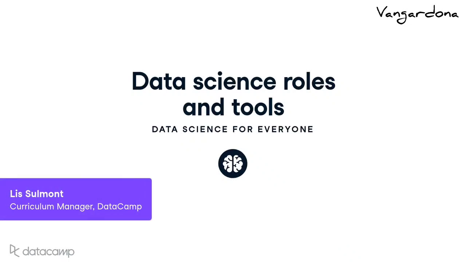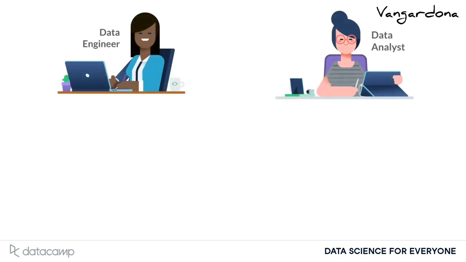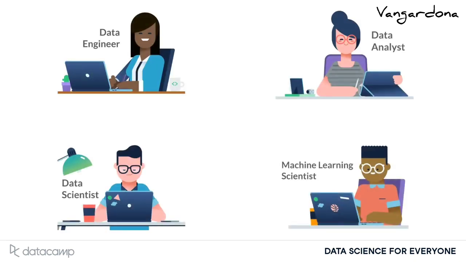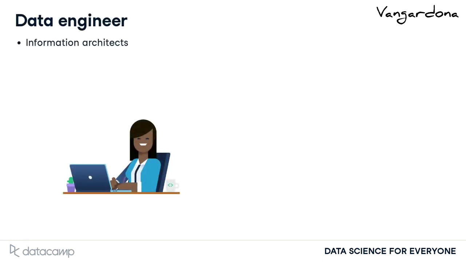In this lesson, you'll learn about the different data roles and the tools they use. You might be surprised to learn that there isn't a single job within data science. Generally, there's 4 jobs: data engineer, data analyst, data scientist, and machine learning scientist. Let's explore each one.